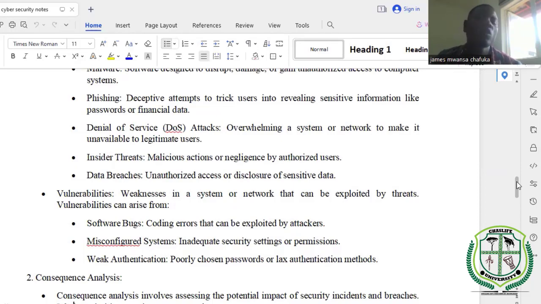And then there is also another vulnerability, which is weak authentication. If there is weak authentication, the system will be vulnerable. Weak authentication mainly emphasizes poorly chosen passwords or lack of authentication. If the password is weak, it will be easily accessed by the hackers, which can actually affect the system. So that's how it works.